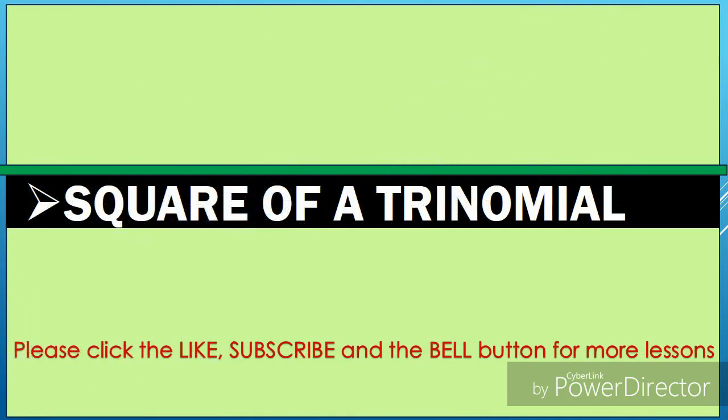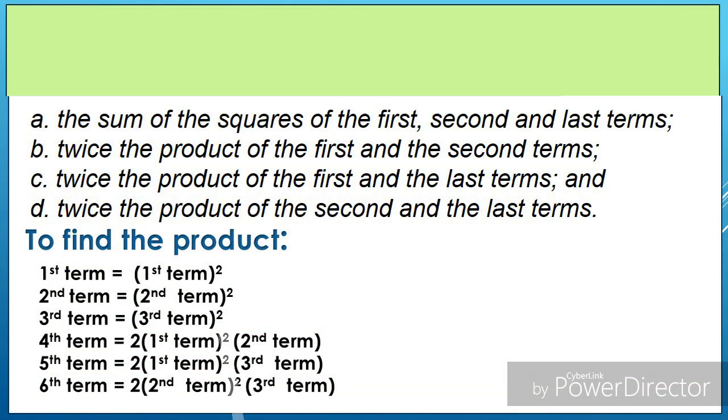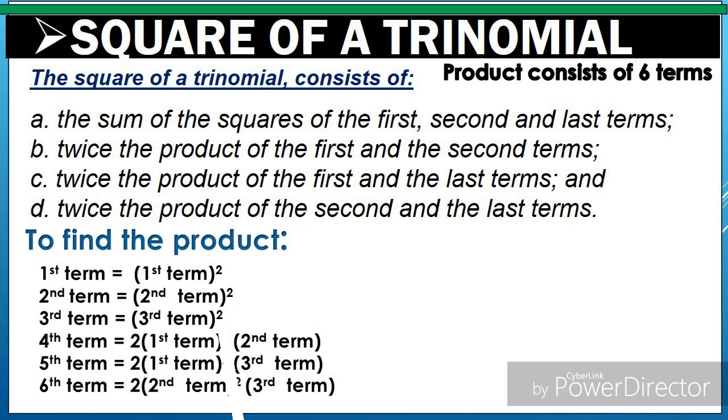Okay, now let's proceed to the third one, which is the square of a trinomial. Pag sinabi natin square of a trinomial, mayroon tayong 3 terms, and then i-square natin yung 3 terms. So let's start. The square of a trinomial consists of A. The sum of the squares of the first, second, and last terms. B. Twice the product of the first and the second terms. C. Twice the product of the first and the last terms. And D. Twice the product of the second and the last terms.